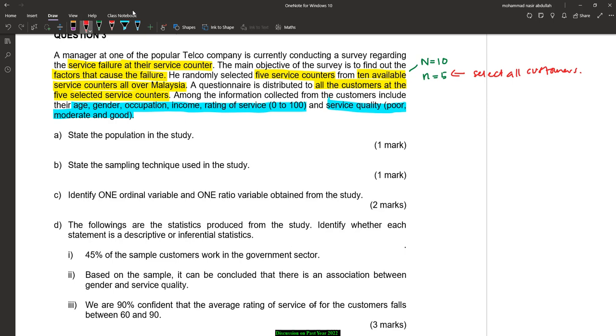So state the population in the study. So the population in the study is all customers who purchase, all customers who, did it say purchase or what?